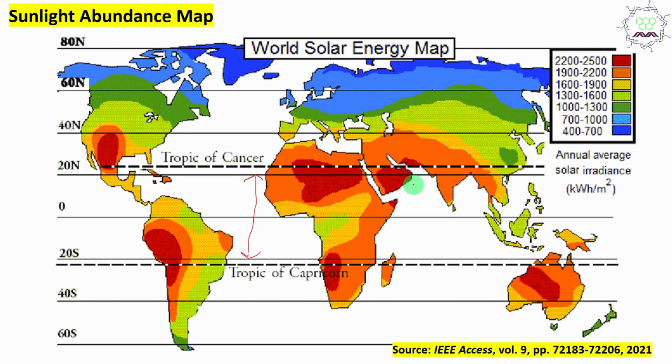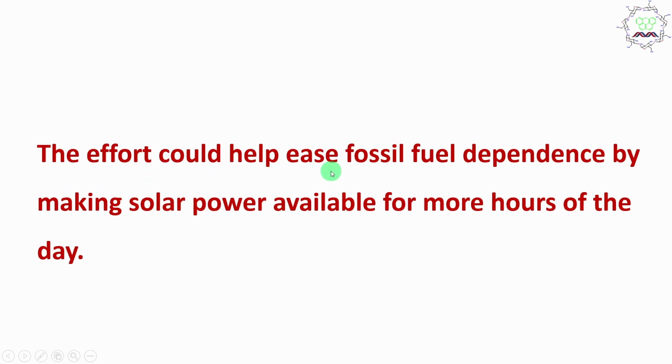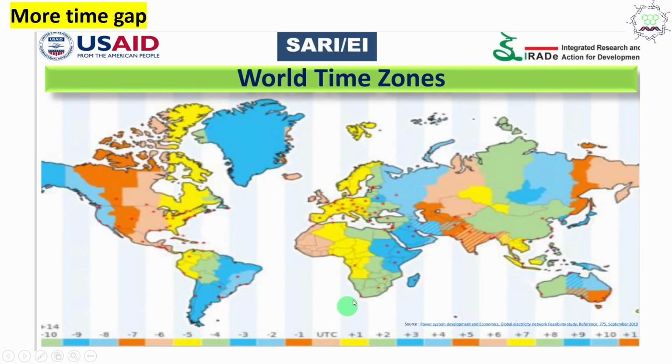And further, if you connect this zone, wow, that's another big achievement. The effect could help to erase fossil fuel dependence by making solar power available for more hours of the day. What do I mean? If you look at this world time zone map, this is UTC, Greenwich Mean Time. If you look at this Arabian region, Saudi Arabia, Iran, this UAE region, it's plus 3 hours ahead of UK. India is plus 5 hours. These ASEAN countries are plus 7 hours. So in between this region is India, with plus 2 hours on one side and minus 2 hours on the other.